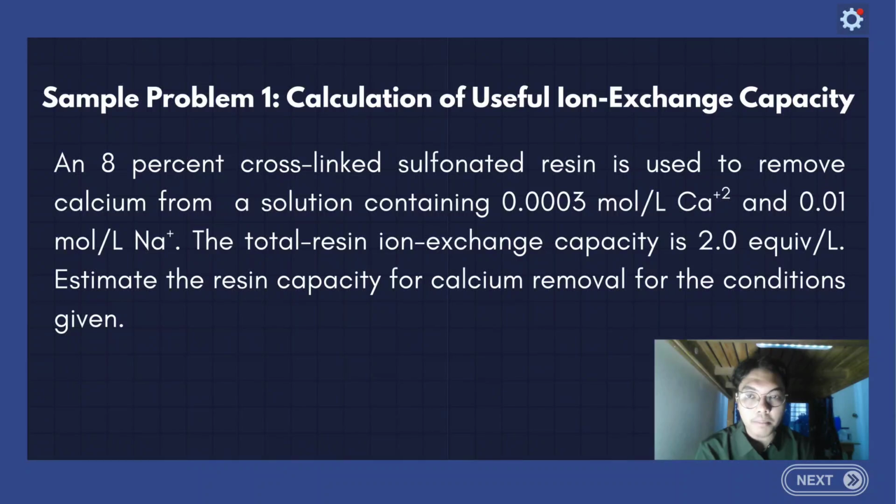So for our sample problem number 1, we will tackle the calculation of useful ion exchange capacity. The problem is a 8% cross-linked sulfonated resin is used to remove calcium from a solution containing 0.0003 mole per liter of calcium and 0.01 mole per liter of sodium. The total resin ion exchange capacity is 2 equivalents per liter. Estimate the resin capacity for calcium removal for the conditions given.